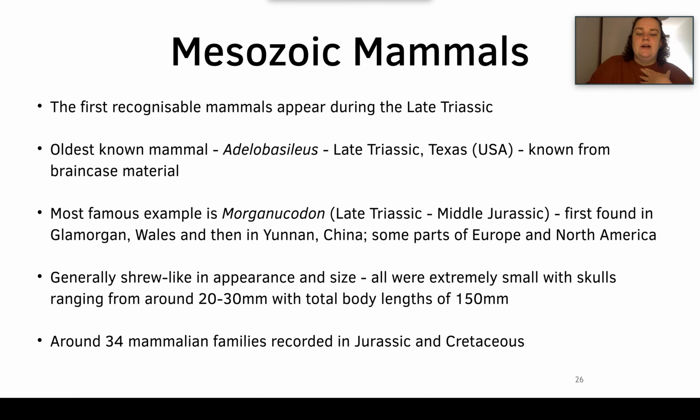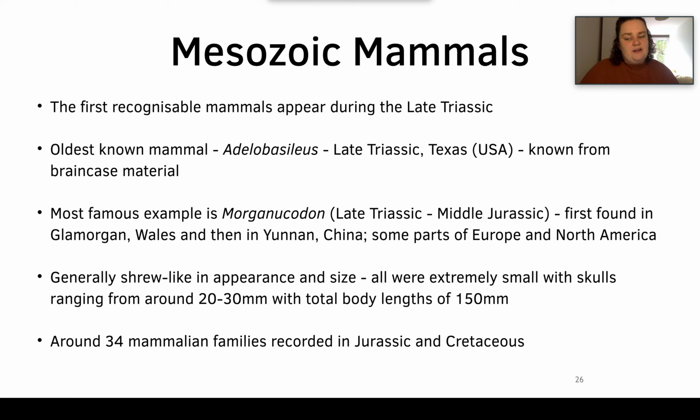So the first recognisable mammals appeared during the late Triassic, and the oldest known mammal is Adelobasileus, which is found in late Triassic Texas. And this is known from brain case material, so that's the only sort of remains that we have of it. The most famous example of a Mesozoic mammal is Morganucodon, which is found from late Triassic to middle Jurassic rock.